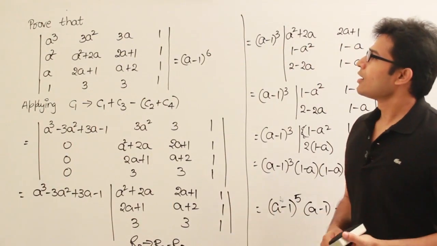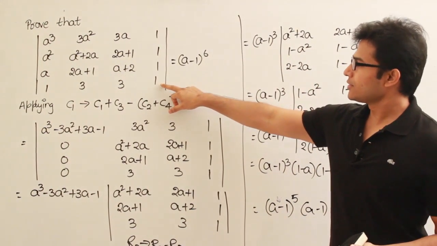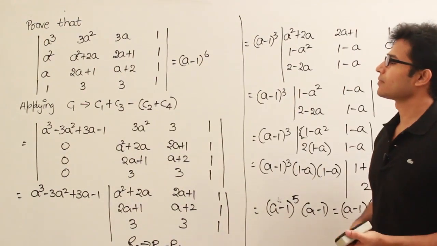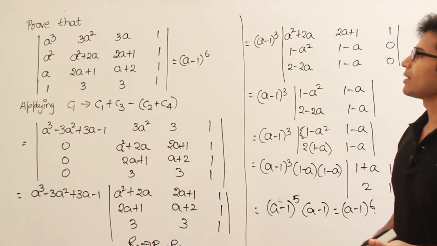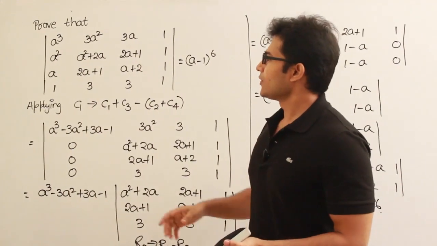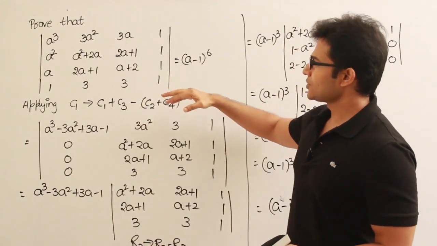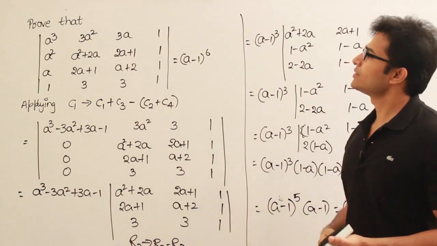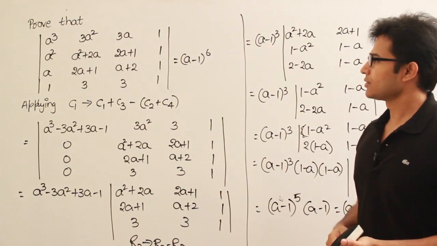Now see this. We have to prove that the value of this determinant is equal to this one, right? So one observation you can make is, what I'm trying to do is just make as many elements as possible zeros, right?